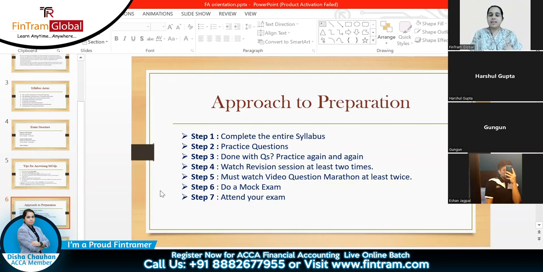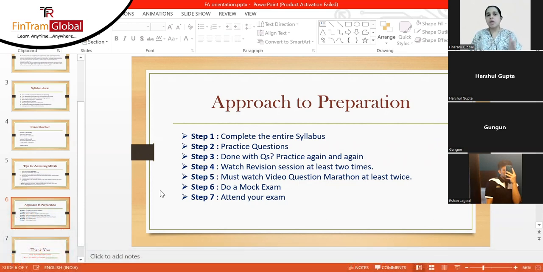Do a mock exam. And not only do a mock exam, but do it as if you're actually appearing for an exam. So when you're giving a mock exam, you need to make literally the same conditions as if you are appearing for an exam. Lock yourself in a room, put on a timer for 2 hours, and make sure those 2 hours you're not getting up, not checking your phone, not doing anything. Behave as if you're actually giving an exam.